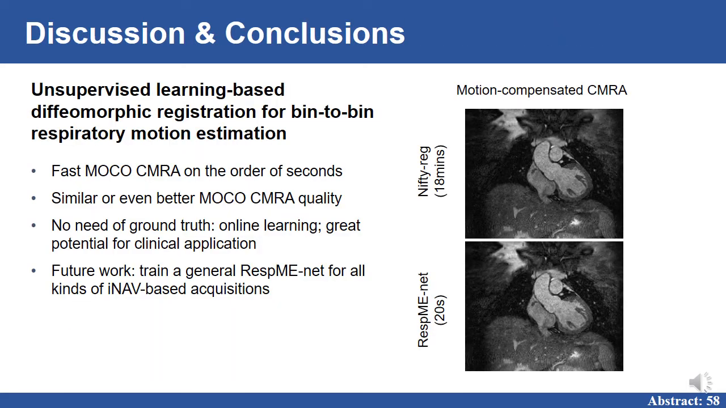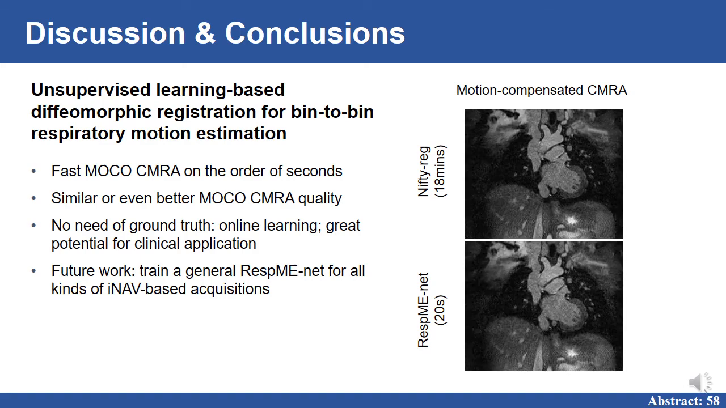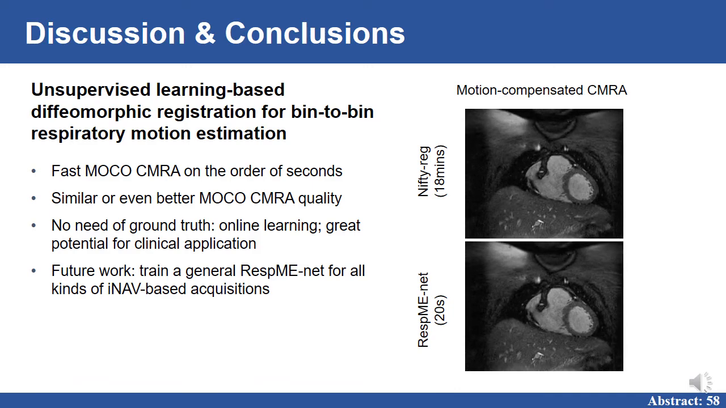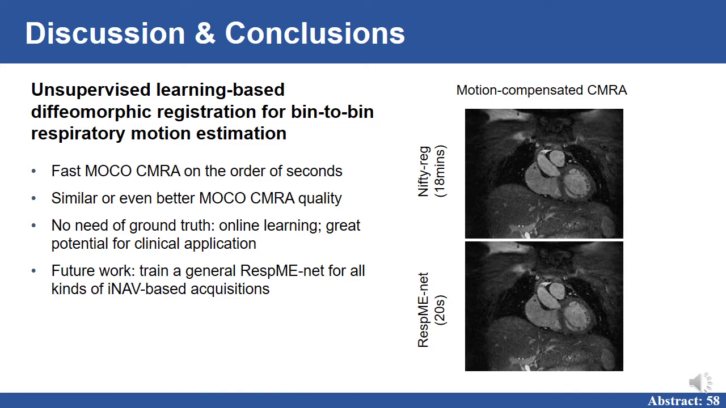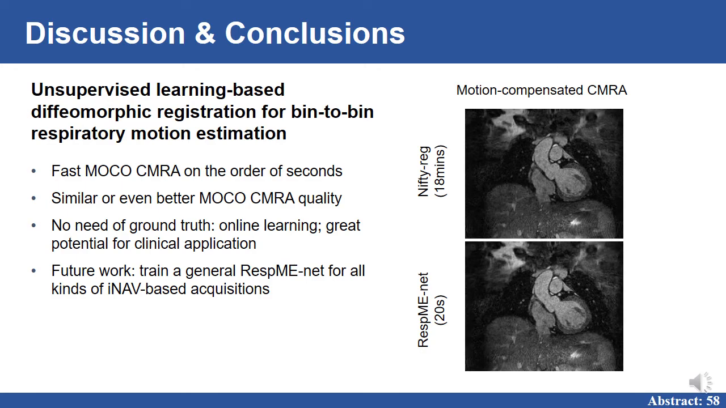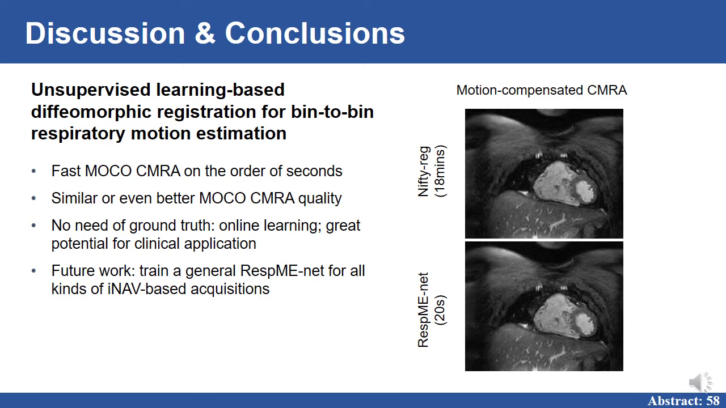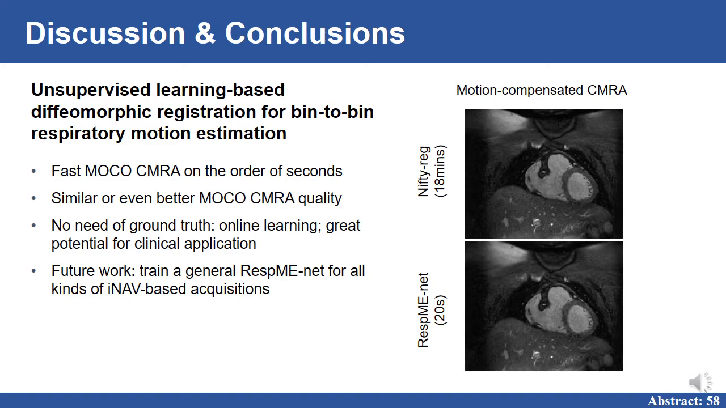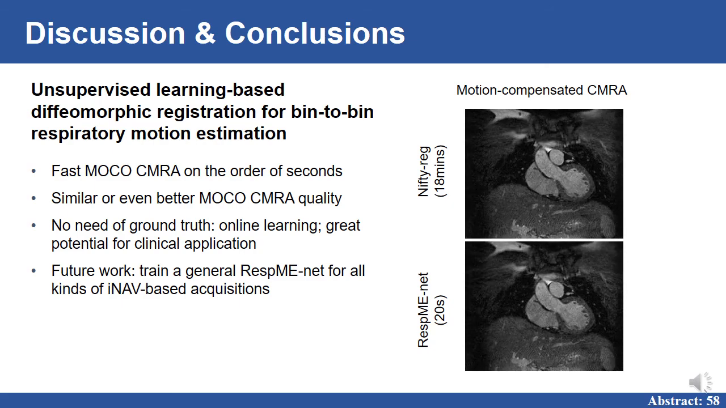So, in summary, we have proposed the unsupervised learning-based diffeomorphic registration for beam-to-beam respiratory motion estimation. It reduced the 3D MOCO CMRA reconstruction to a few seconds, and achieved similar or even better MOCO CMRA quality than a commonly used registration method. No motion ground truth is required during training, so it is possible to perform online learning to update the network weights with newly acquired data. And this method holds great potential for clinical application.